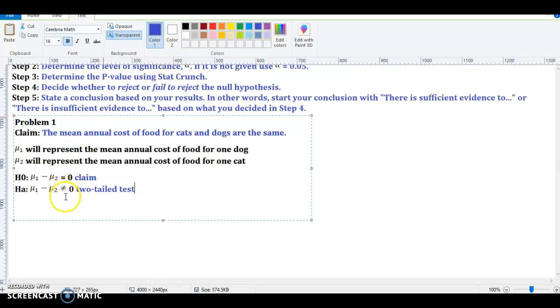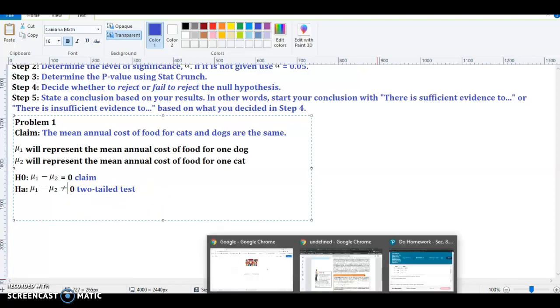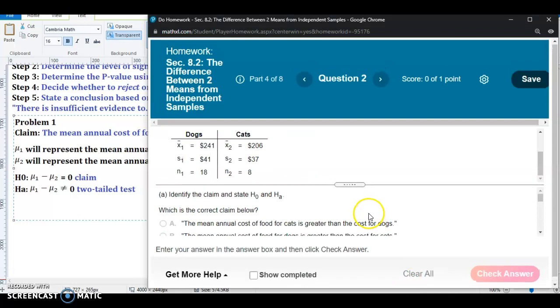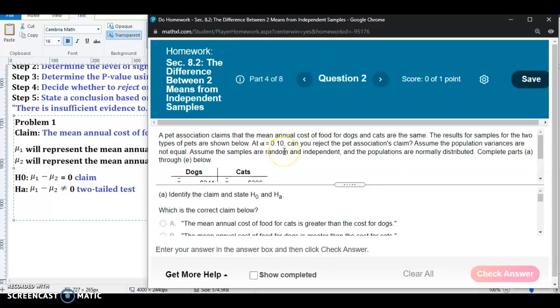If this had been a less than symbol, it would be a left-tailed test, and the symbol points toward the left. If this were a right-tailed test, you would see the greater than symbol, which points toward the right. But because it's not equal to, there are going to be two tails, so there are going to be two rejection regions. According to the problem, our significance level was 0.10. So we're going to go to StatCrunch to find those critical values.